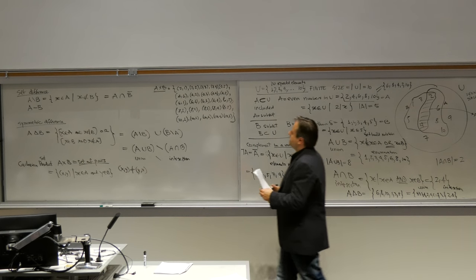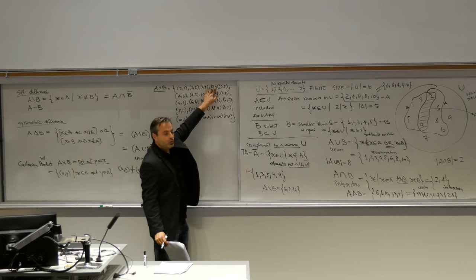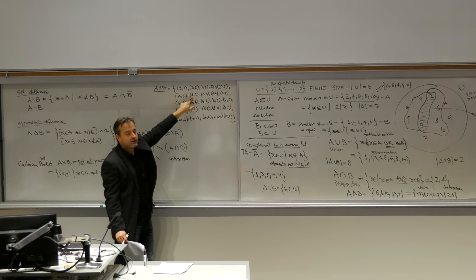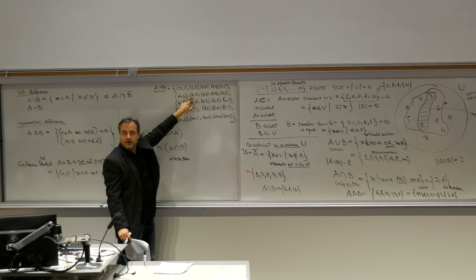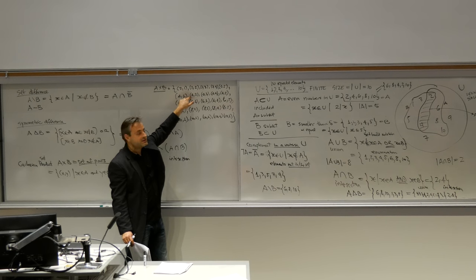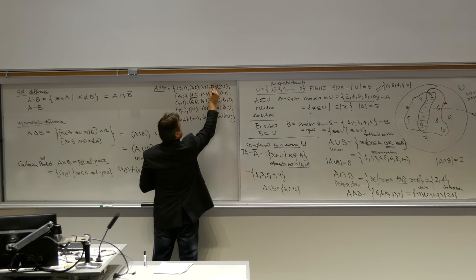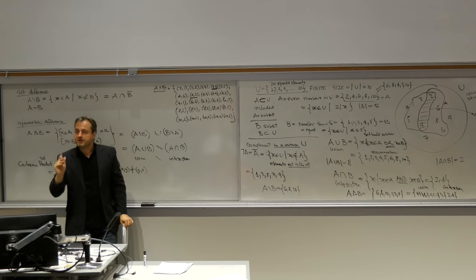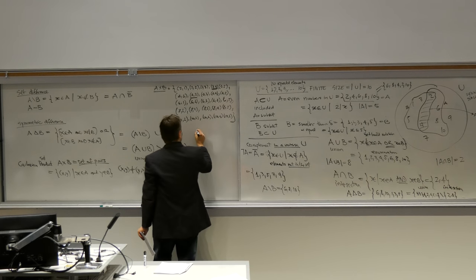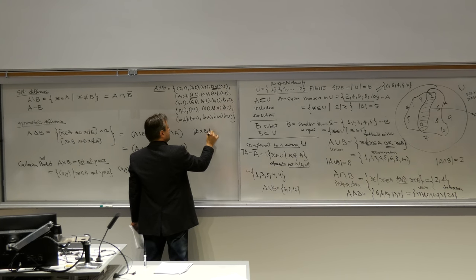However, my point here is that I have the pair 2, 4, which means what? 2 is coming from A, 4 is coming from B. I also have the pair 4, 2. In this pair, 4 is coming from A and 2 is coming from B. Those are not the same pair. Those are distinct elements in the Cartesian set, right? So this pair here and this pair here are two different elements because in a pair, the order matters. So what's the size of A times B as a set? How big is it?